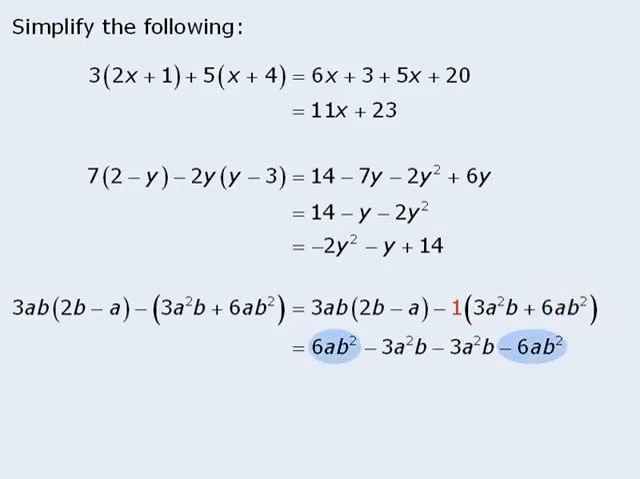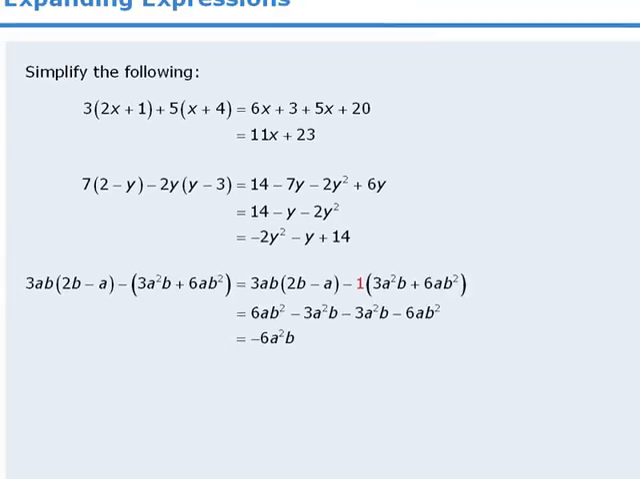First, we have these two like terms. So if we take 6ab squared and subtract 6ab squared, these two terms cancel out. Next we have negative 3a squared b, and from this we are subtracting 3a squared b. This simplifies to be negative 6a squared b. So now we're done. We have simplified the expression on the left-hand side to be negative 6a squared b.